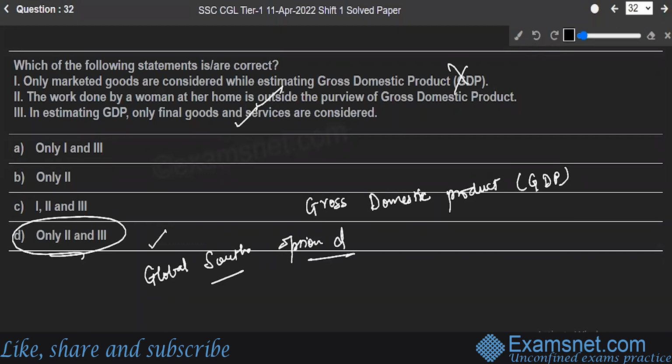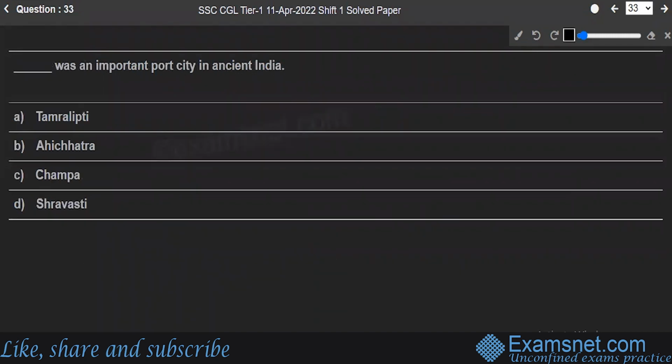So I hope you're clear with this question. Let's move to the next question, number 33. Dash was an important port city in ancient India. Is it Tamralipti, Ahichatra, Champa, or Shravasti? Which is the correct answer out of these? To my knowledge, the correct answer is Tamralipti. It was an ancient Bengal port city and the capital of Suhma Kingdom, located on the Bay of Bengal's shore.